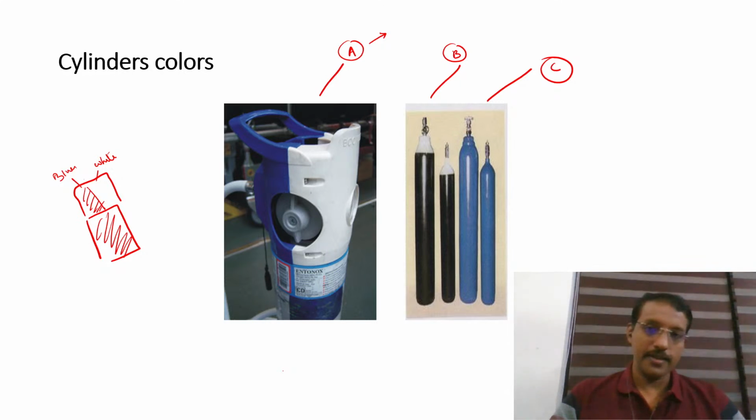Can somebody? Yeah, very good. Blue is nitrous oxide. That is true. You have got an answer. Entonox. Very good. That's right. So now I hope all of you can remember.